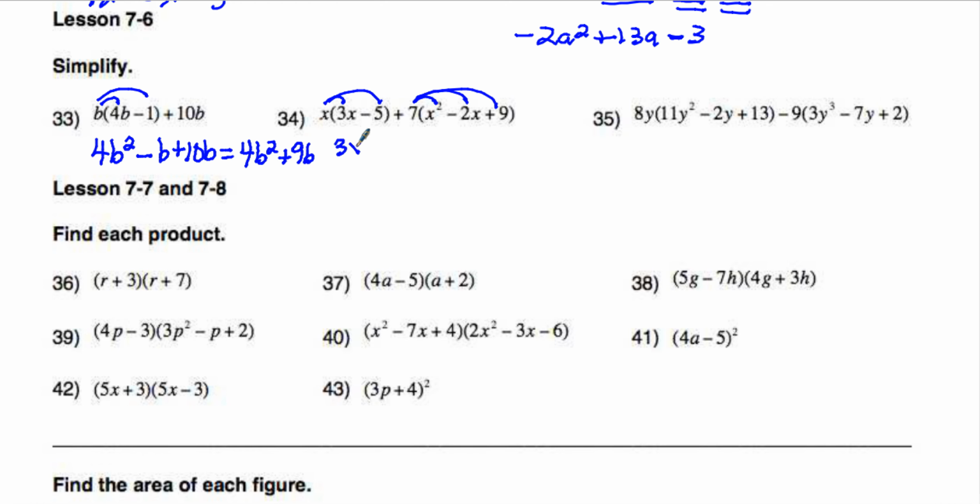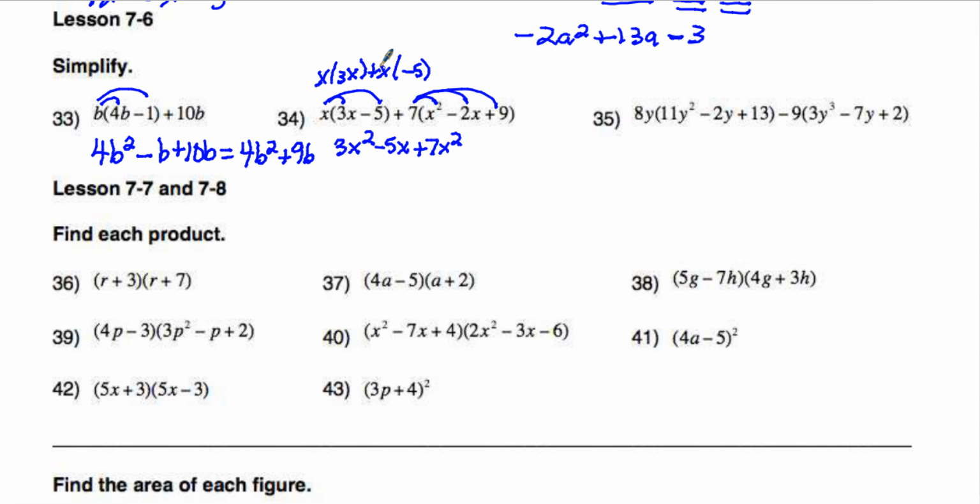Okay. Then 34, you're distributing twice here, but then you're still going to just add like terms. So I get 3x squared minus 5x plus 7x squared. And you can be writing this out to where 7 times x squared, 7 times negative 2x, 7 times 9. Because if you don't see what I'm doing here, I would be writing it out like this, like x times 3x plus x times negative 5.